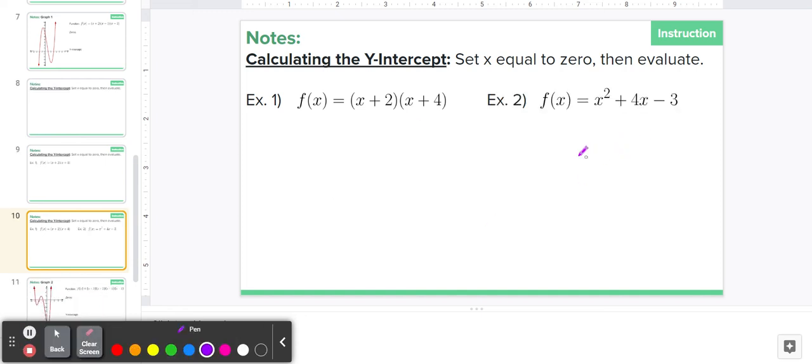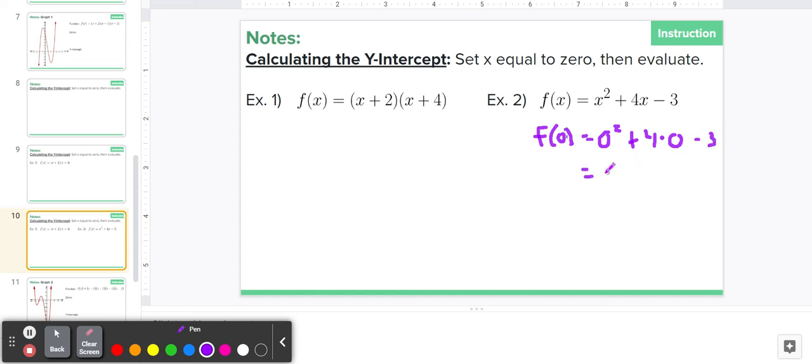Okay, similarly, we can calculate that when we're in standard form, right? We were working with factored form in example 1. Now we're moving to standard form in example 2. Go ahead and pause the screen if you want to try this yourself, but this is even easier. If we do our function at 0 and plug in 0 for all our values of x, we'll get 0 squared plus 4 times 0 minus 3.